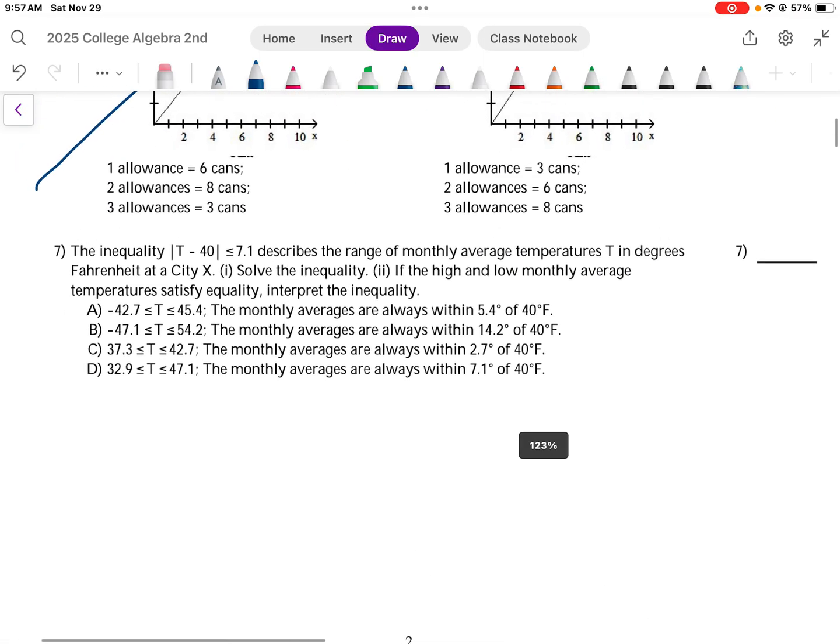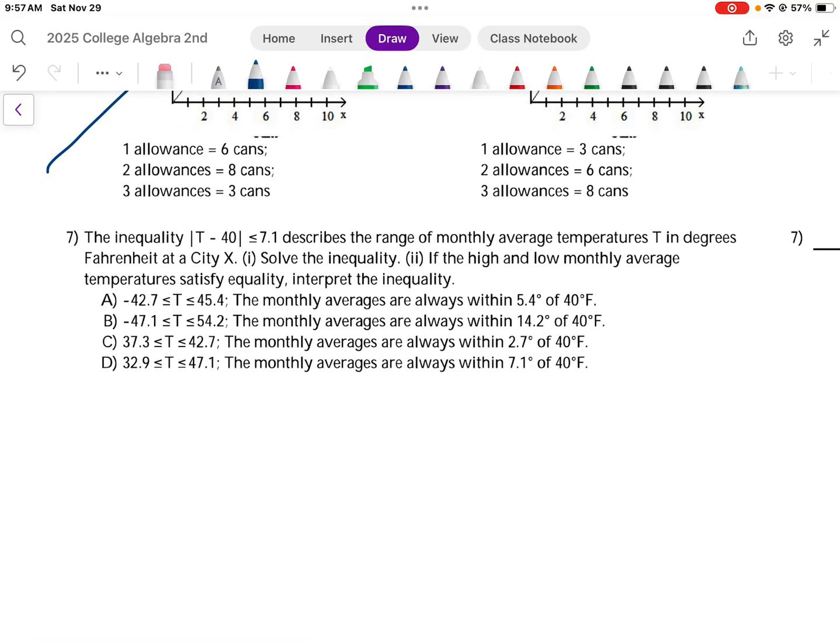All right, we had this one actually as a problem in our notes back in the earlier part of the semester. It says the inequality absolute value of T minus 40 less than or equal to 7.1 describes the range of monthly temperatures for a city. Solve the inequality if the high and low average temperature satisfies the equality. Interpret the inequality. Fantastic. So when we start off with one like this, what we're supposed to do, and there's a couple ways you can approach it.